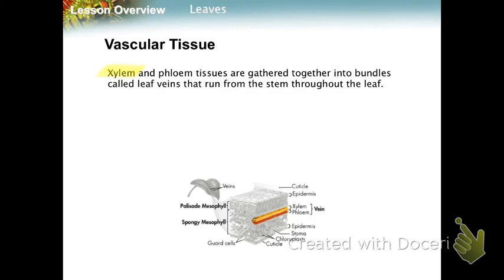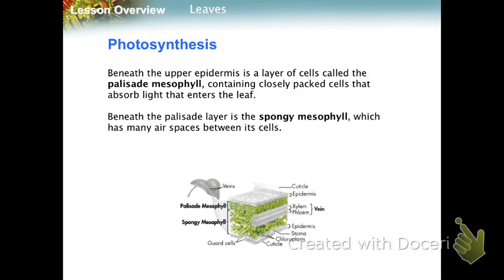The vascular tissue, as always, is made up of two parts, xylem and phloem. Xylem transports water, phloem transports food, aka carbohydrates. The bundles of vascular tissue in the leaf are called veins, and they run from the stem throughout the leaf. Then if we're looking inside the leaf, cross-section wise, photosynthesis happens in the middle layers of the leaf, called the mesophyll. Two different parts of the mesophyll, the palisade and the spongy mesophyll.